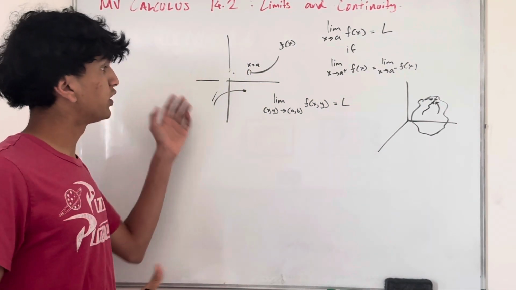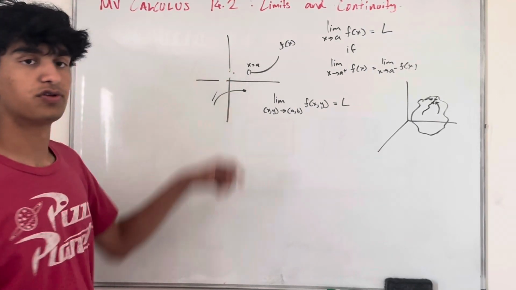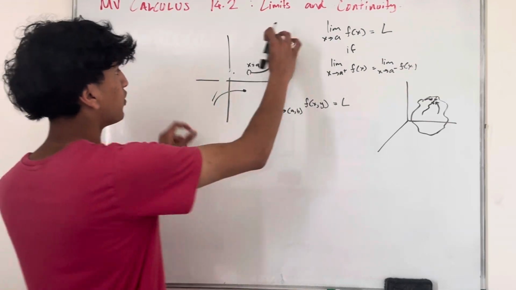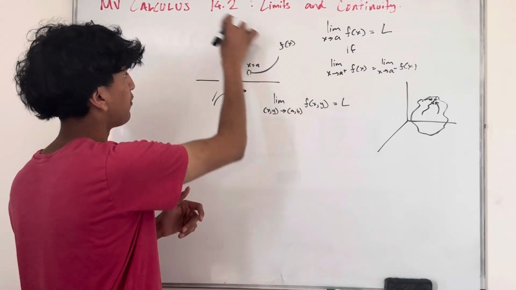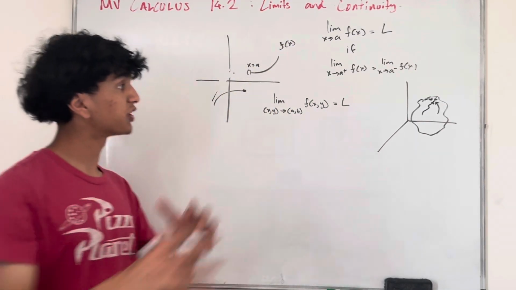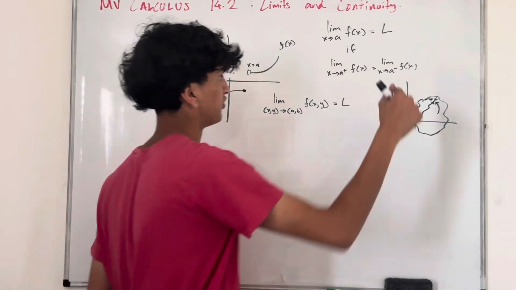In the 2D world, we know that the only two ways to really approach x equals a is from the left and right. That's just how the curve is defined. You can't go from the top or this way. You can only go in the way that the curve is defined. But now we're working with a surface where there are many curves that lead to this point.